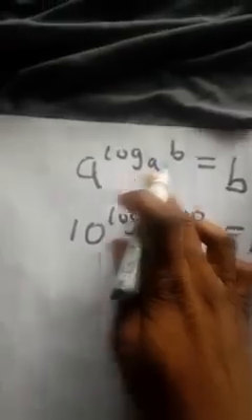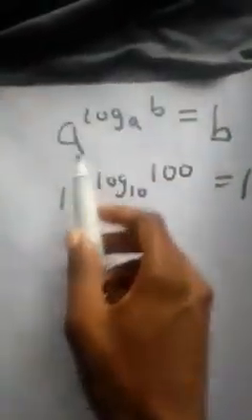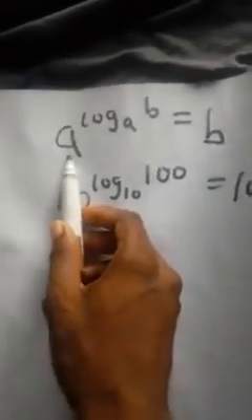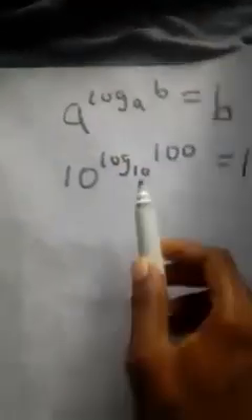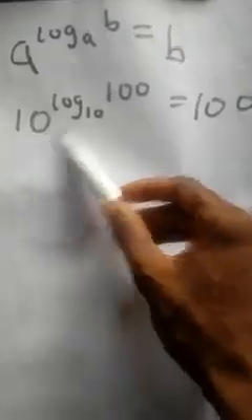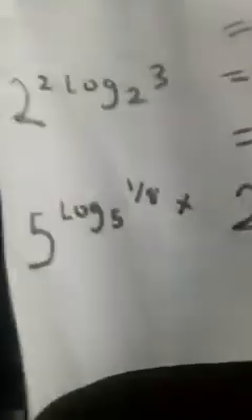Now let's use this property of logarithm that states that if you use the base of a logarithm to raise it, the answer is the number inside the log. For instance, this is base A, and using the same A to raise the log, the answer is B. For example, look at this now. This is base 10. Then I use the same 10 to raise the log. That means the answer is this 100. So let's apply it here now.